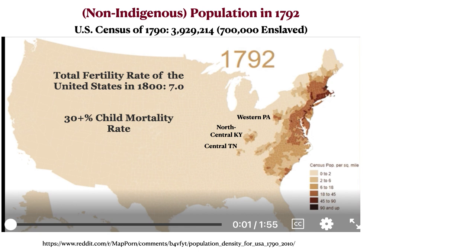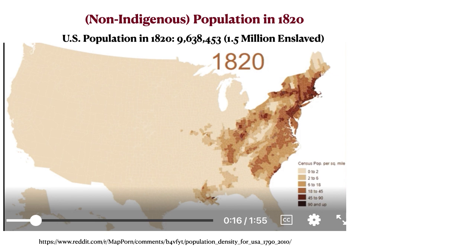So these maps that I borrowed from an animated series, I have the source at the bottom. You can see where to find the actual animation. So I just took still shots. But you can see in 1792 the United States is just in its infancy. Most of the non-indigenous population is to the east of the Appalachian Mountains, but already we're getting several areas: western Pennsylvania, north central Kentucky, the Bluegrass region, central Tennessee. We're getting Euro-American settlements to the west of the Appalachian Mountains, and then a great increase.